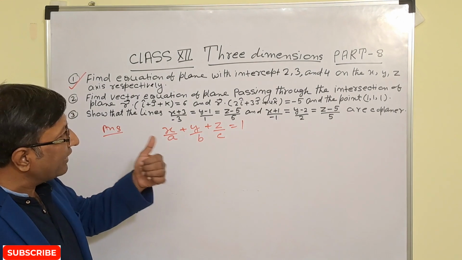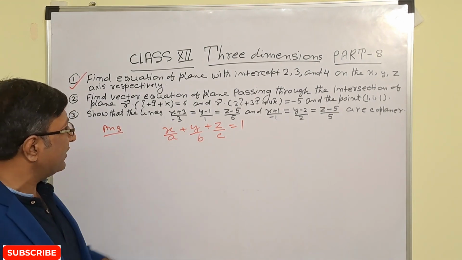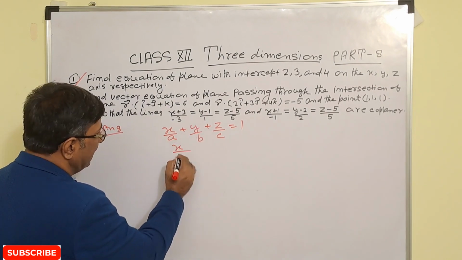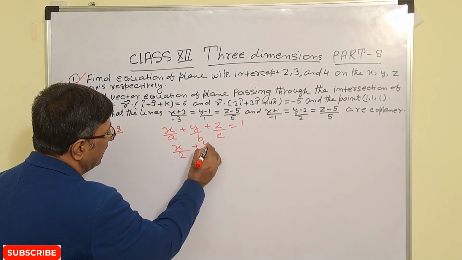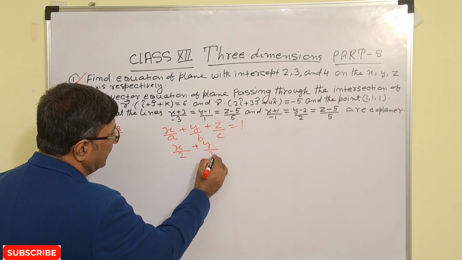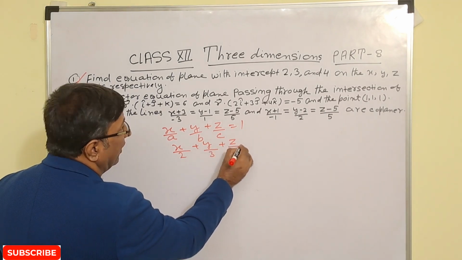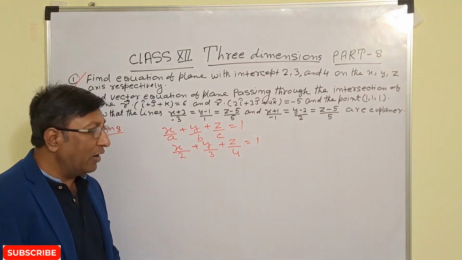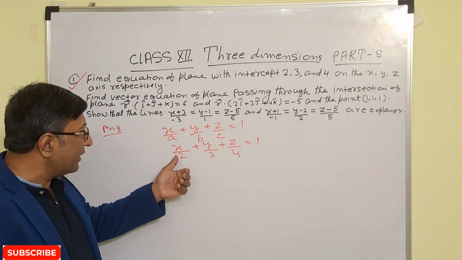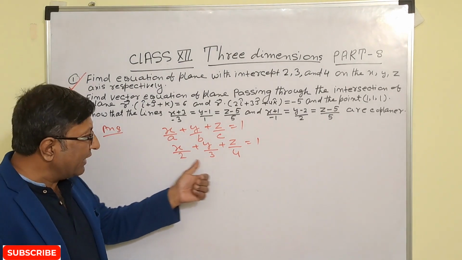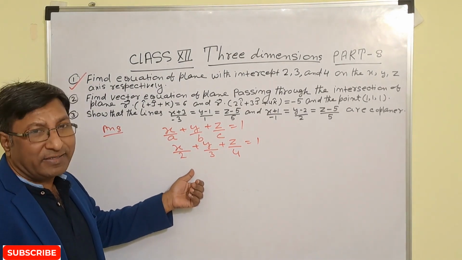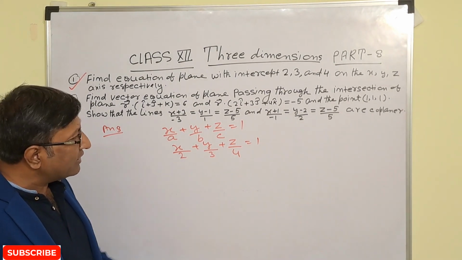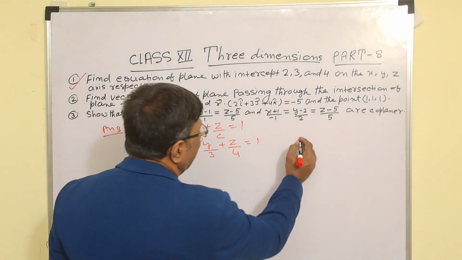So here the values of a, b, c are already given. Put the values: x upon 2 plus y upon 3 plus z upon 4 equal to 1. Now you know the denominators are 2, 3, 4, so you can take LCM and simplify this expression. What is the LCM of 2, 3, 4? Every student knows LCM.